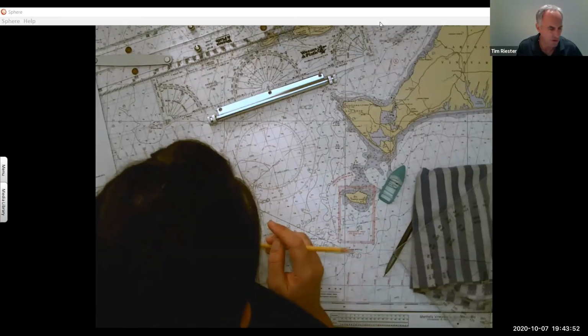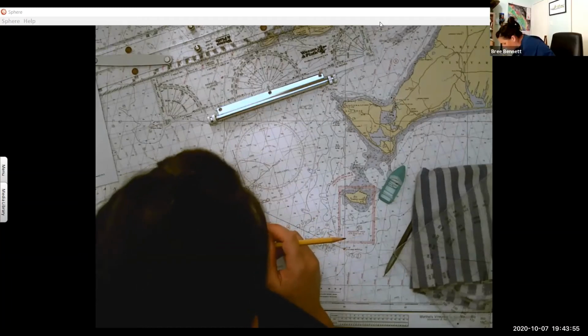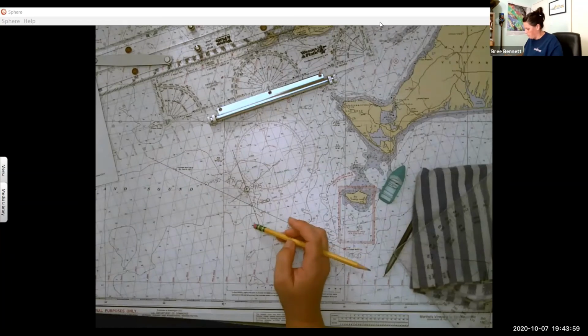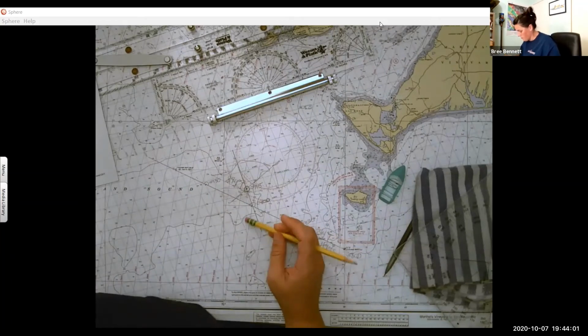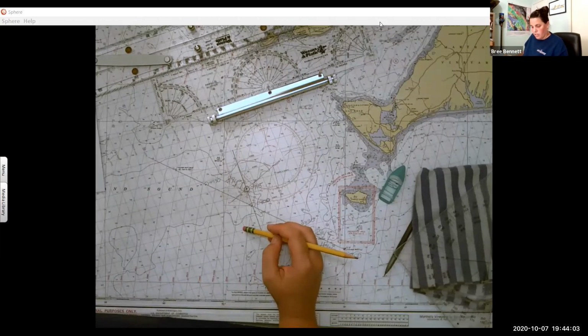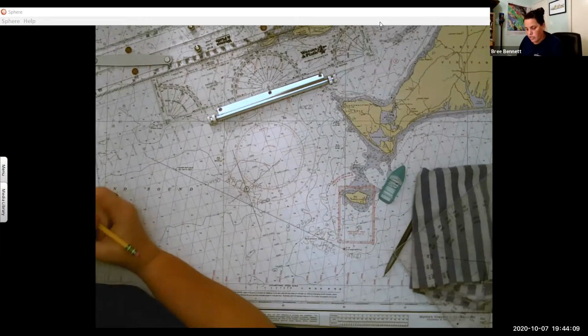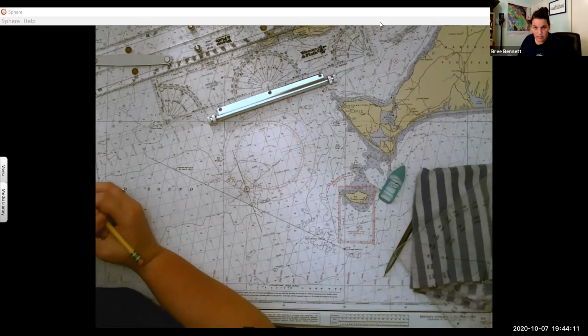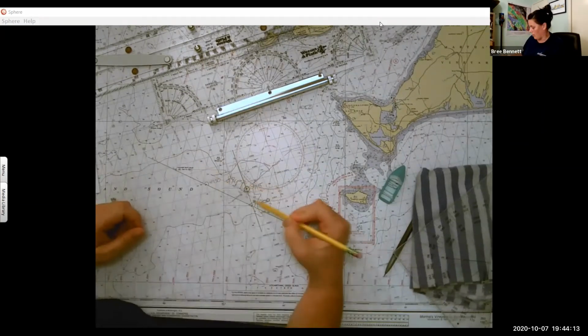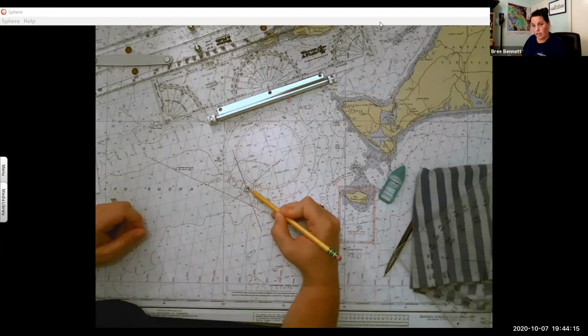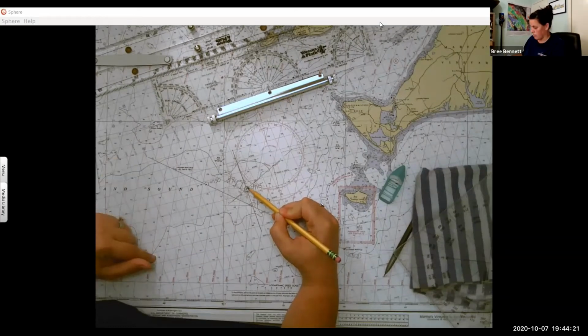About 130 feet. Yep, 130, 133, something around there. Okay, now it asks you, are you on your DR track line? No, we are not, right? We have fallen off course or off track line. Are you to the right or to the left of track?